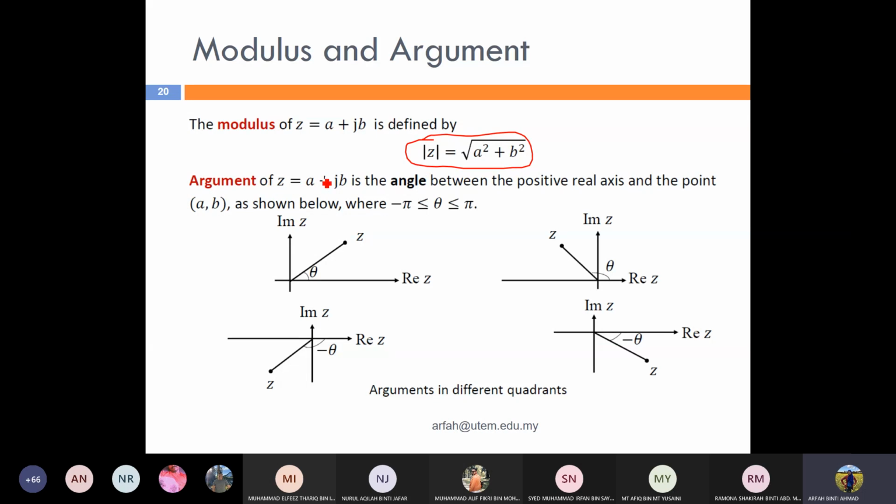So argument of Z, A plus JB, is the angle between the positive real axis and the point AB shown in the Argand diagram below, where theta will be between negative pi sampai pi. So ini untuk case awak ada Z sama dengan A tambah JB. Okay, so dia punya angle dekat theta ni dekat sini, okay, dekat nilai yang antara aksis real number dan juga sampai dia punya garisan Z.